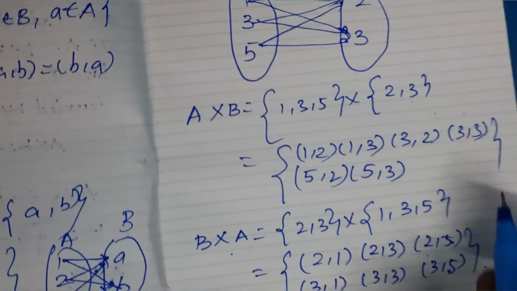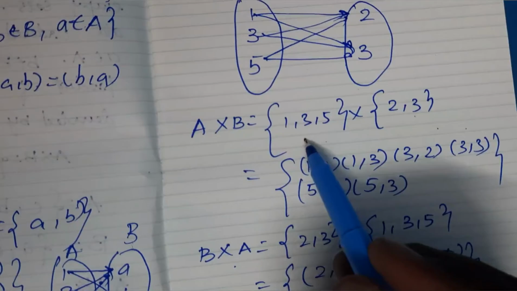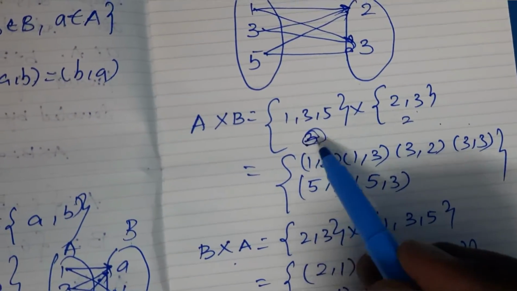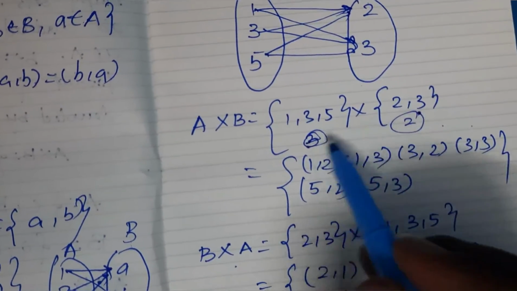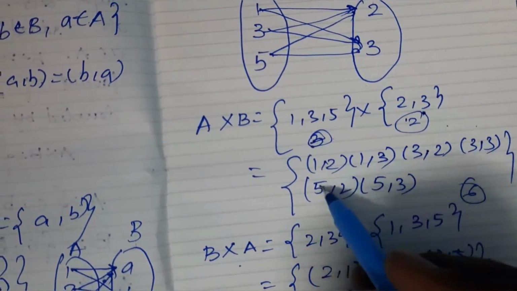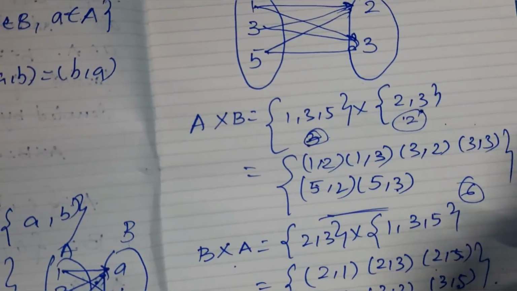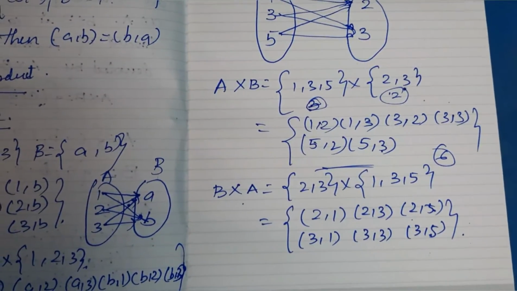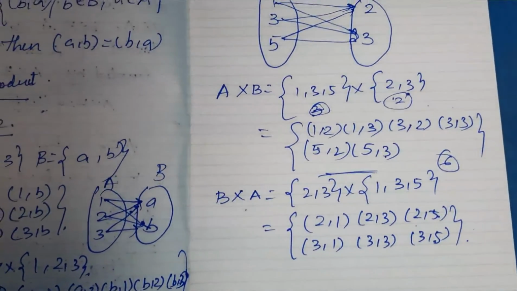That's it, children. Number of elements here in B is 2, and number of elements in A is 3. 3 twos are 6. So the total number of elements here is 1, 2, 3, 4, 5, 6. There are 6 elements. Now see the elements we got.